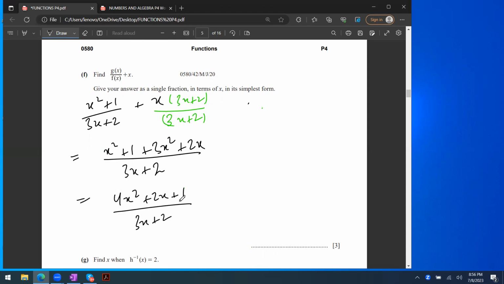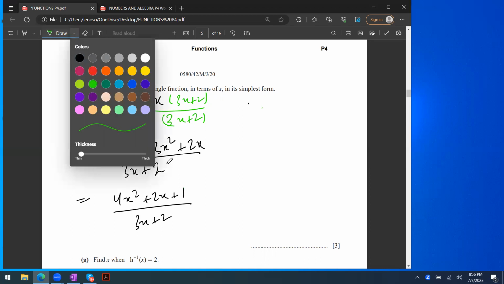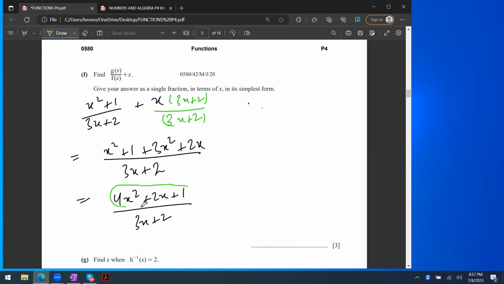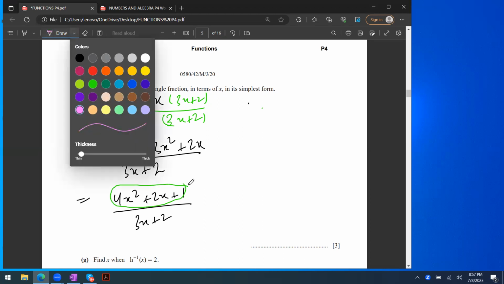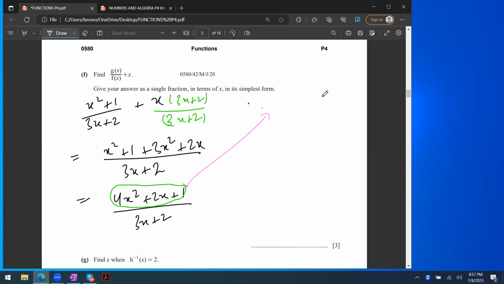Can we factorize this? Let's try. 4, 2 2s are 4, 4 1s are 4. I don't think it can be factorized. Let me check the solution also. Yes. Why did you put 3x plus 2 over 3x plus 2 next to x?